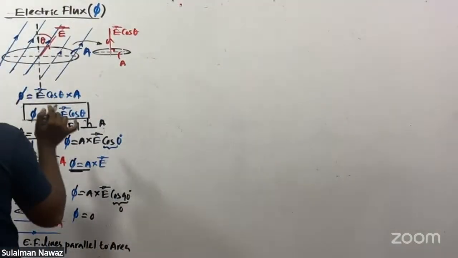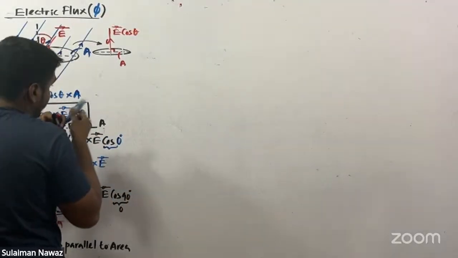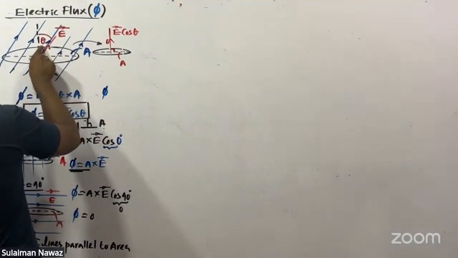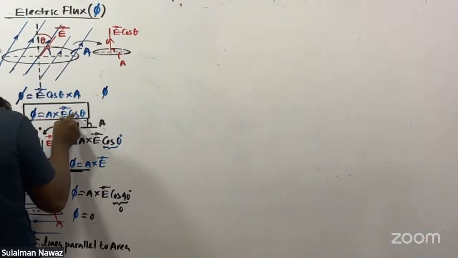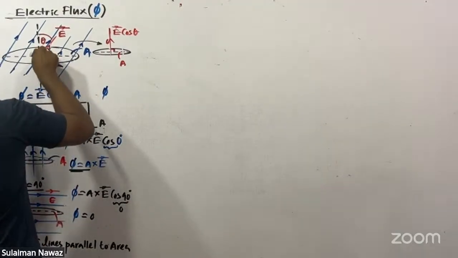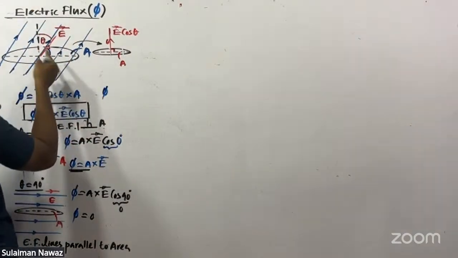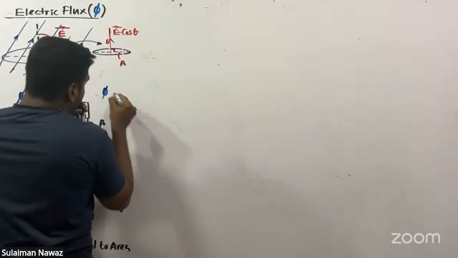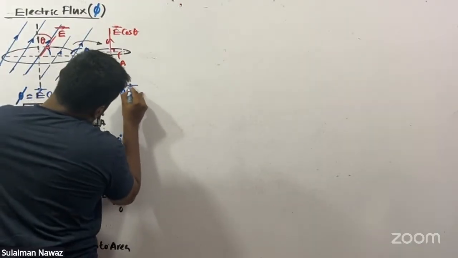We all know that electric flux means A into E cos theta. Based on this angle, when someone defines theta differently, this equation is going to be A into E sine theta. It depends on the angle which is defined. Now I define this angle by measuring from the vertical axis to the electric field lines. If someone is measuring the angle from the horizontal axis, maybe this can be sine theta. Remember that. Then flux equals A into E cos theta.